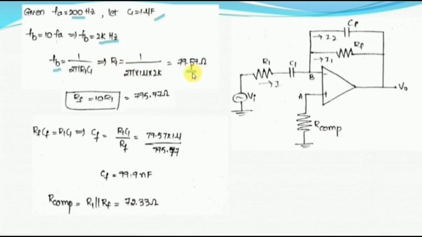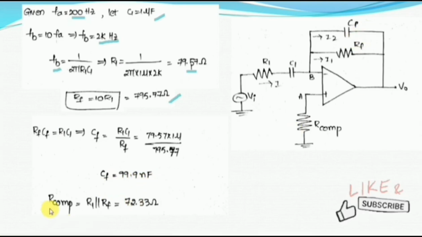After finding the value of R1, simply substitute in this equation to get the value of RF. So RF is finally 795.77 ohms. For this circuit we came to know the values: R1 is 79.57 ohms, C1 we assume as 1 microfarad, and RF is 795.77 ohms. Now the unknown values are CF and R compensation. In order to find CF, we use RF CF is equal to R1 C1. From this we can find the value of CF as 99.9 nanofarad. So CF is also found.